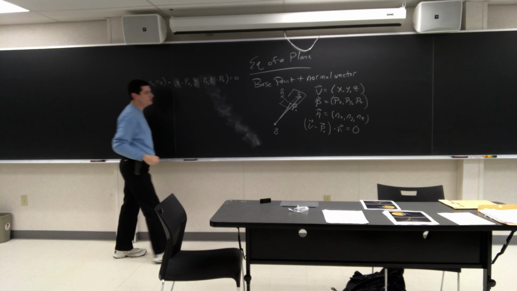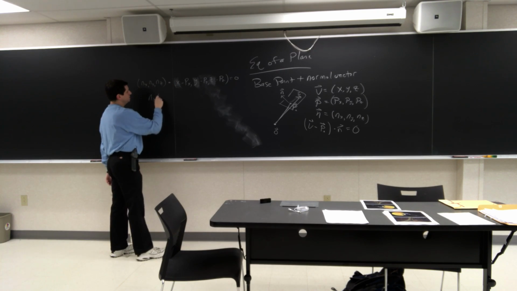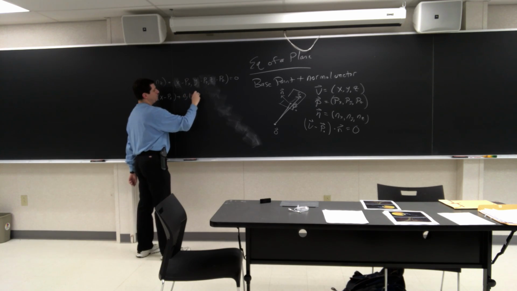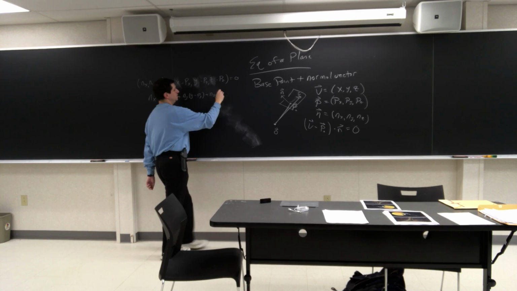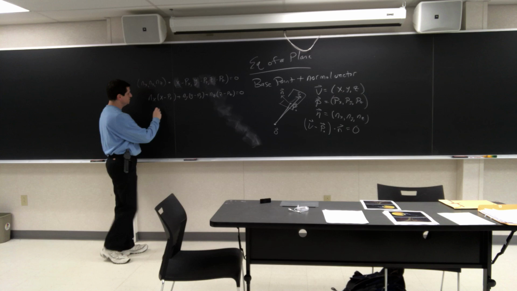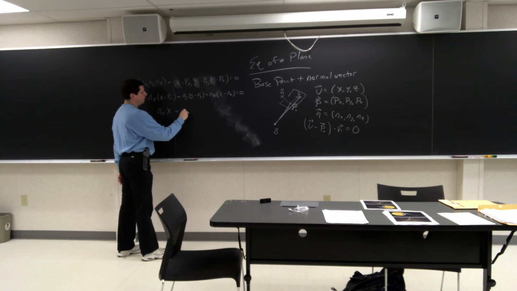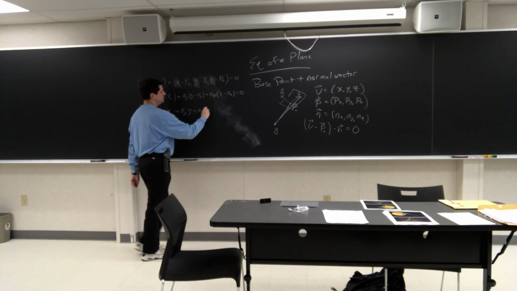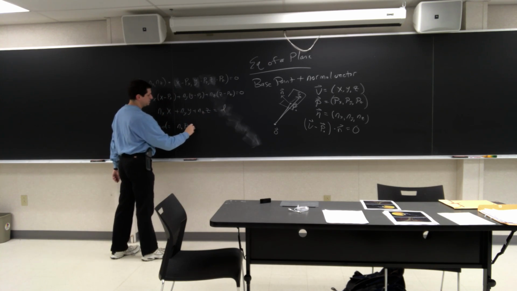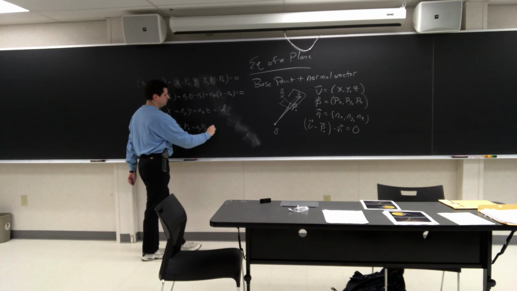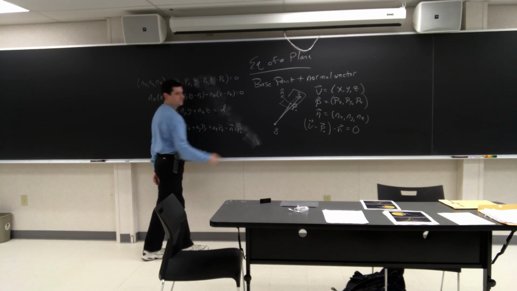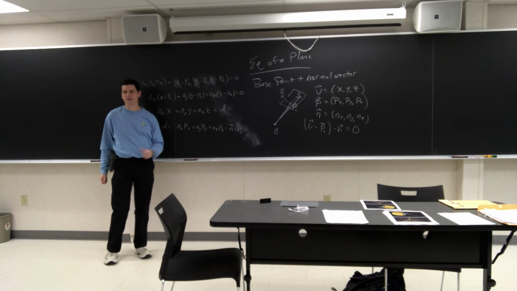And this should equal 0. All right, so now if I just go through and do the math, I get nx times (x minus px) plus ny (y minus py) plus nz (z minus pz) equals 0. So you can write this as nx x plus ny y plus nz z equals d, where d is going to be nx px plus ny py plus nz pz, or just the normal dotted with the point p0. I'm just taking all the negatives and moving it to the other side.